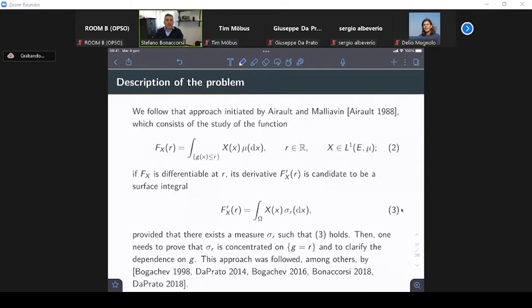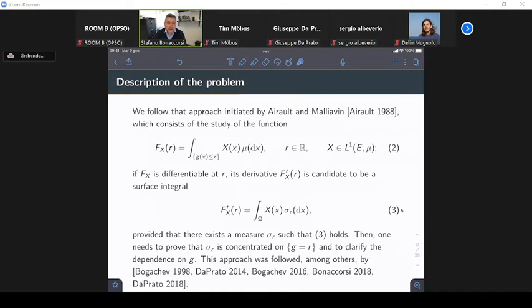Okay, so what is the problem that we want to solve? The problem we want to solve is to construct a measure that we call sigma, which is concentrated on the level set g equal r, that satisfies some properties, and the idea is to follow the approach by Airault and Malliavin, which says, okay, let's start with this functional, the functional f of x, which is defined on g less or equal r, and try to prove that it is differentiable.